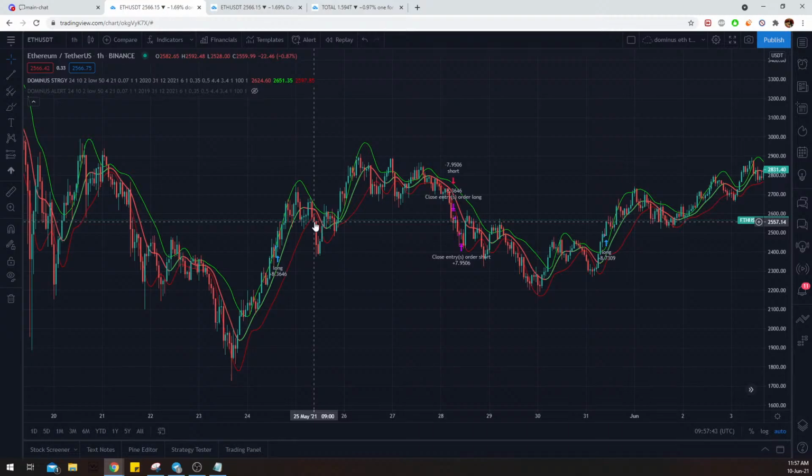And the exit is going to be when you have a close above everything. So like, for example, here or here. So you are aiming for very, very short trades. So like, for example, 2%, 3%.